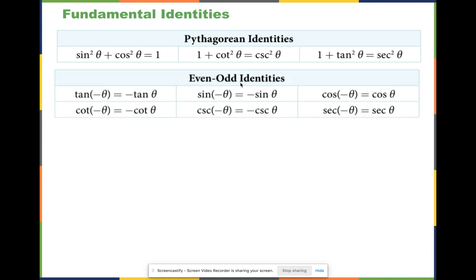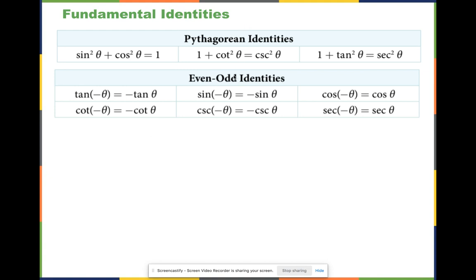All right, the next fundamental identities we need to know are even odd identities, right? So which of these are even? Remember, cosine and secant are even, which means cosine of negative theta equals cosine of theta. Secant is like cosine. The rest are odd, okay? And now that we know a little bit about the graphs, you can imagine that, right? The cosine graph has symmetry across the y-axis. The sine graph, you have to fold it twice or rotate it 180 degrees.